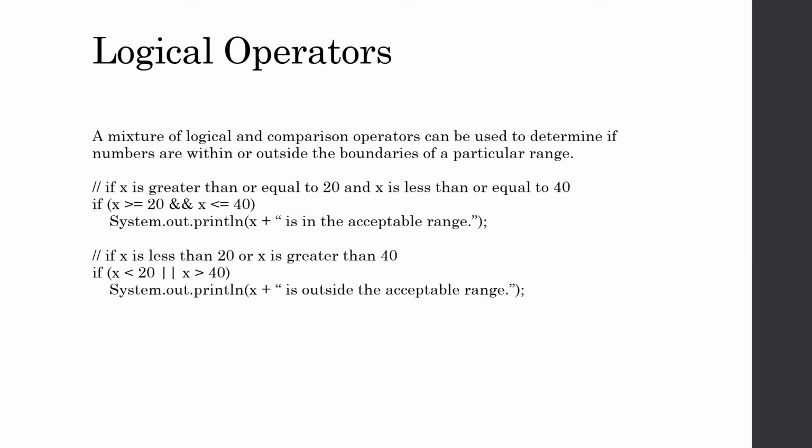So essentially what we're doing is we're saying that 20 and 40 are like our bounds on each side. And we want to make sure that the number is between those two numbers.